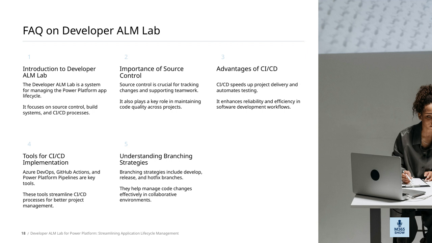Finally, to wrap it up, the Developer ALM Lab is a comprehensive system designed to manage the entire Power Platform application lifecycle. It emphasizes key areas like source control, build systems, and CI/CD processes. By integrating these elements, the ALM Lab helps teams deliver better, more reliable applications in a structured and efficient way.